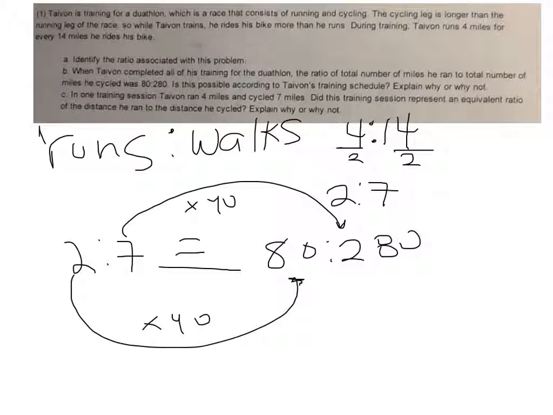So it is possible that Tavon ran 2 miles for every 7 miles he biked, and ran 80 miles for every 280 miles that he biked. Therefore, it is possible that Tavon ran 80 miles and biked 280 miles.